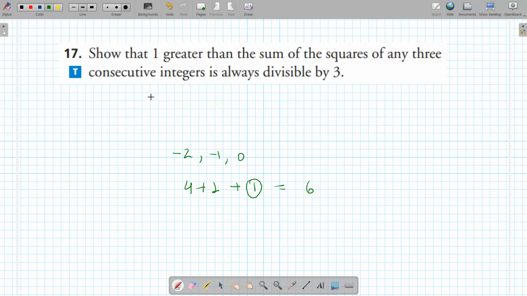Let the first integer be x. If the first integer is x, what's the next integer? It's just x plus 1. Yeah, what's the next integer? X plus 2. Yeah, x plus 2. So now if you square it, you have x squared. What's x plus 1 squared?